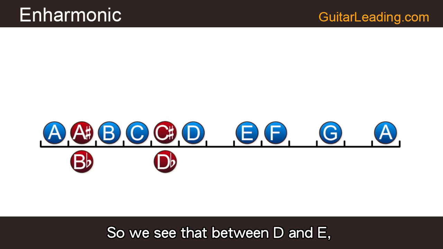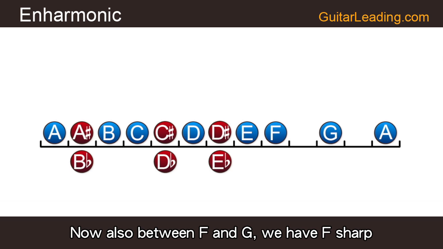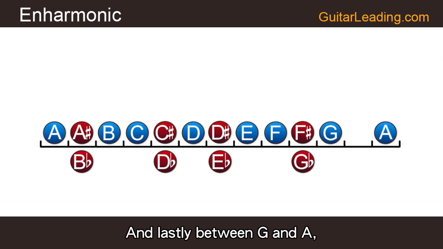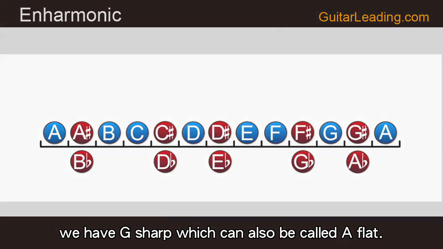So we see that between D and E, we have a D sharp, which you can also call an E flat. Now also between F and G, we have F sharp, also known as G flat. And lastly, between G and A, we have G sharp, which can also be called A flat.